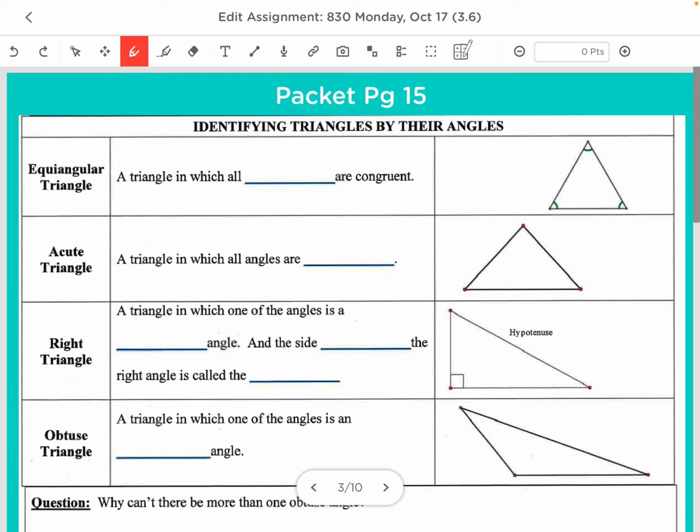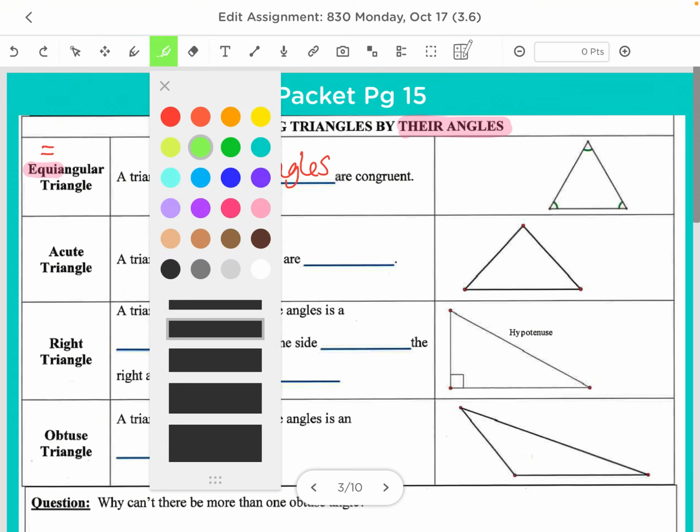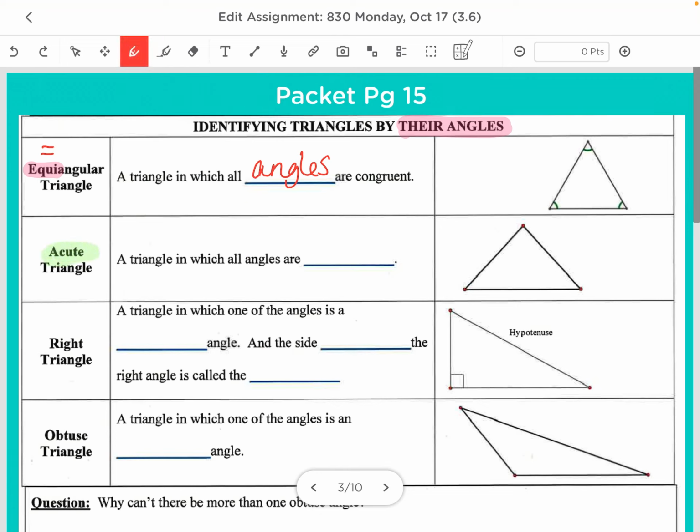All right, so then we can also name triangles by their angles. Let's start with an equiangular triangle. Similar to equilateral, equiangular, since you have the prefix equi there, means equal angles. So it's a triangle in which all angles are congruent. Then we have a triangle called acute, and you're probably familiar with an acute triangle. An acute triangle is a triangle in which all angles are acute. Okay, so all three angles are acute.